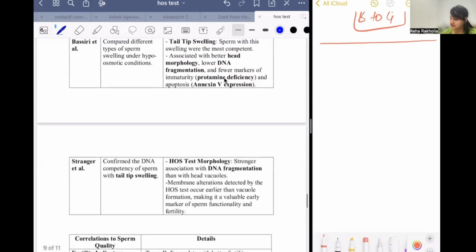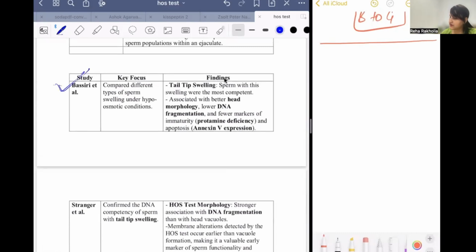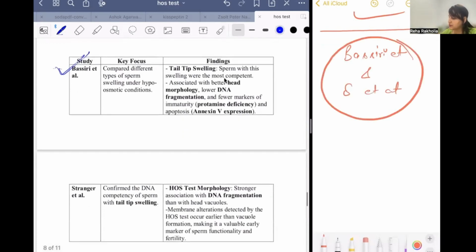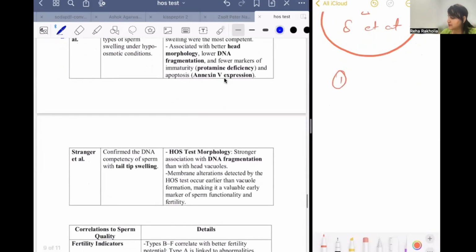Now we'll talk about the studies. First, we'll talk about horse tail swelling. There are two important studies. First is by Basiri et al. and second is by Stranger et al. First, we'll talk about Basiri et al. The study compares different types of sperm tail swelling under hypo-osmotic conditions to identify the most competent sperm.